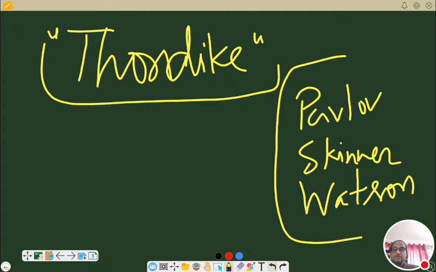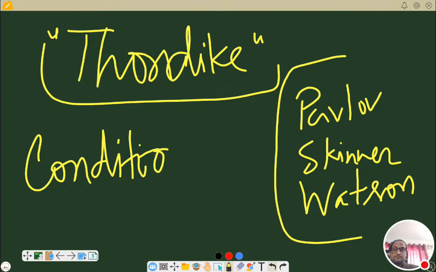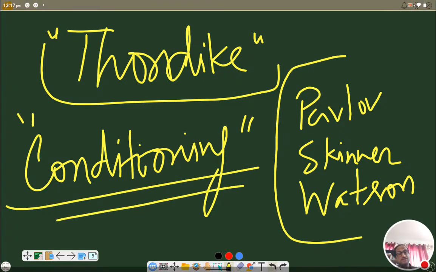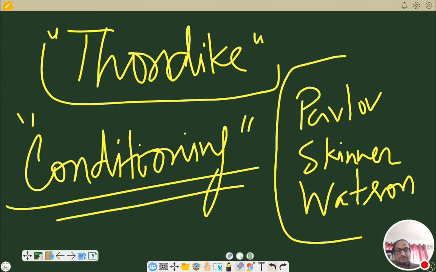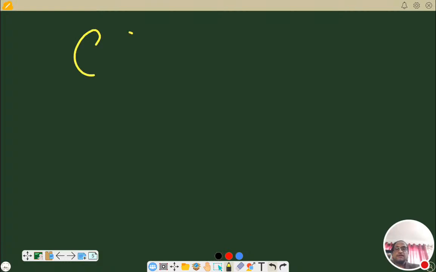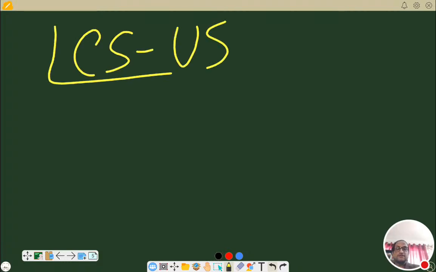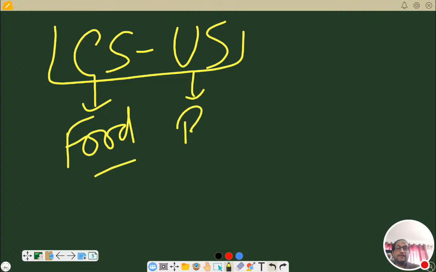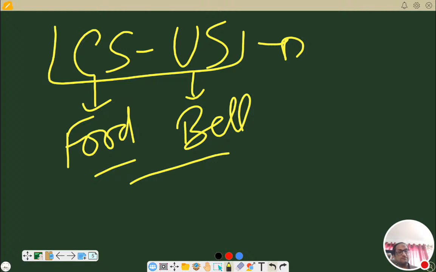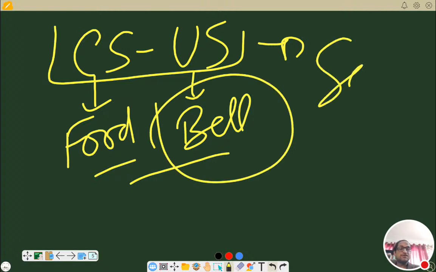Classical conditioning, operant conditioning. Conditioning. What is conditioning? What happened in Pavlov's dog, Pavlov's experiment? Conditioned stimulus and unconditioned stimulus. That is your food. Here the bell. They were associated for a longer period of time, that started evoking the same response. Salivation, saliva.